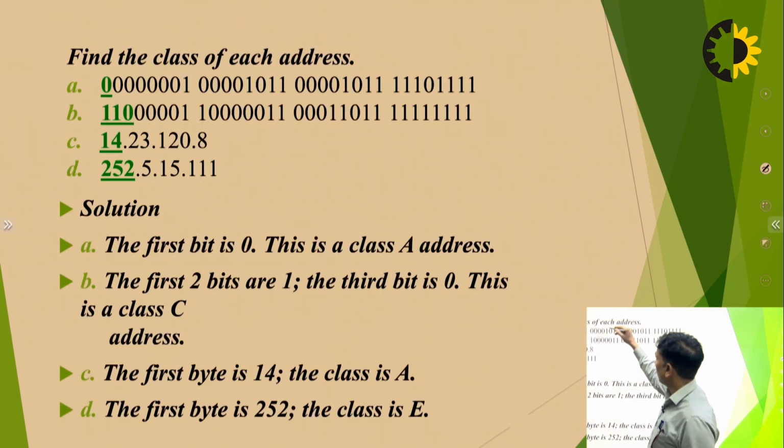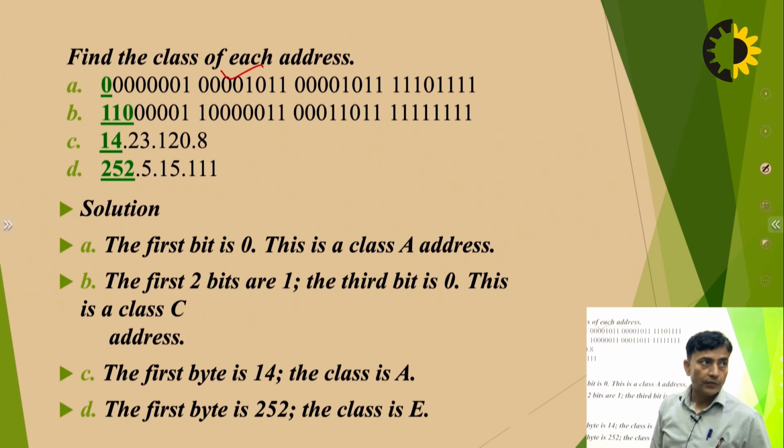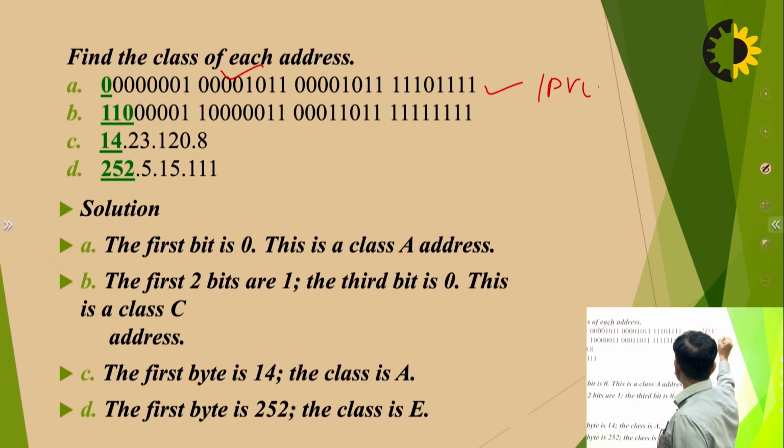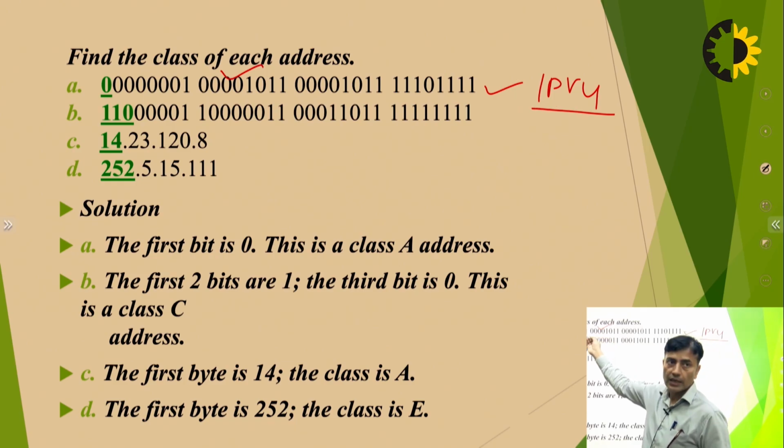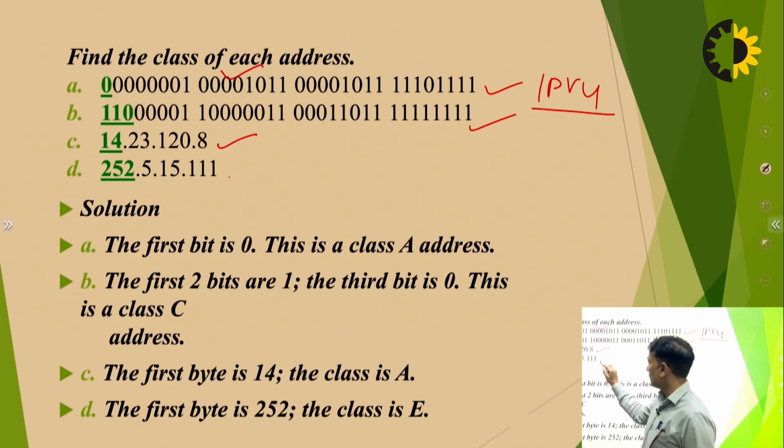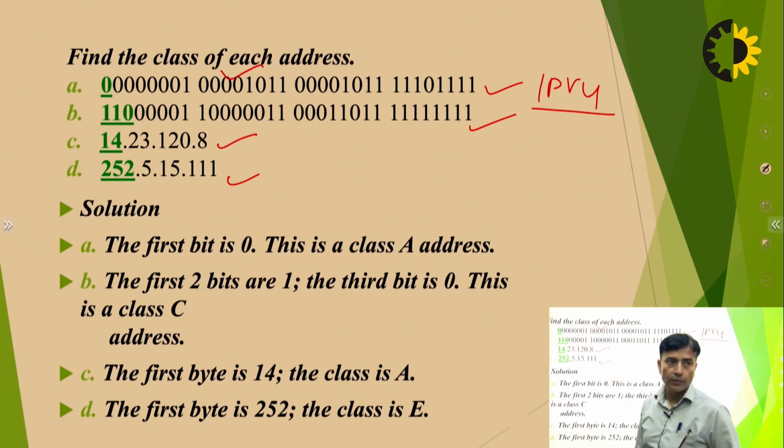So, this is a very important example. You have to identify the class. This binary IPv4 address is given, and you have to find out which class it belongs to. This is the binary address; you have to identify the class. This is the dotted decimal notation; you have to find out the class. This is dotted decimal too; you have to find out the class.